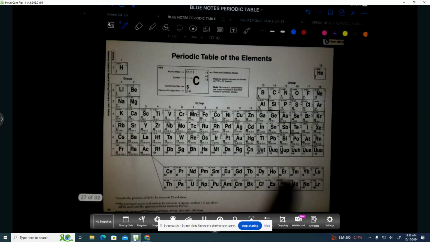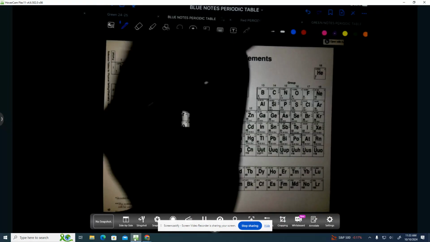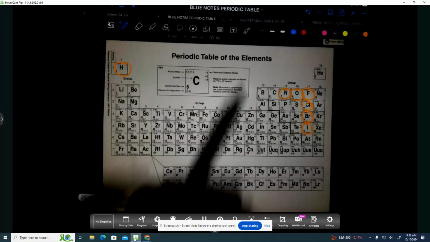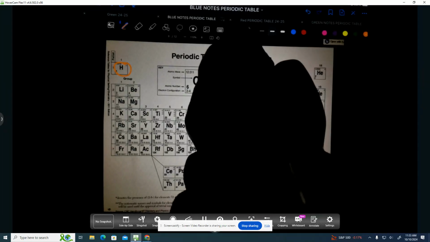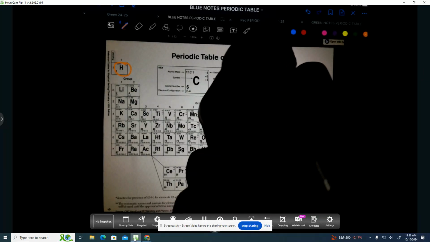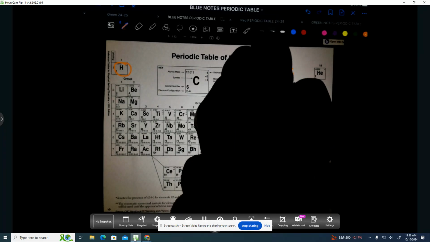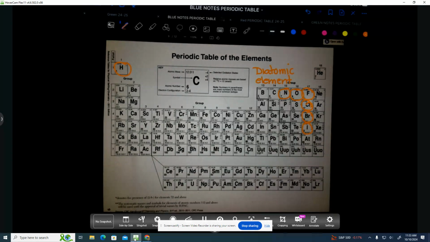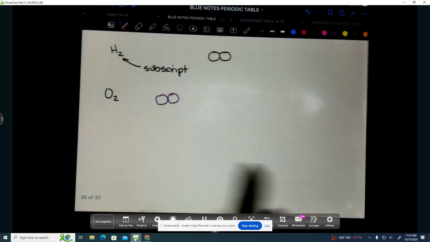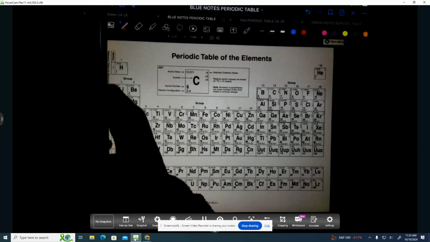What were the ones you just highlighted there? What did you call them? These are called the diatomic elements. Alright, thank you. You got it. We have two. They are elements, but they double themselves up. I just want to make a copy of this.